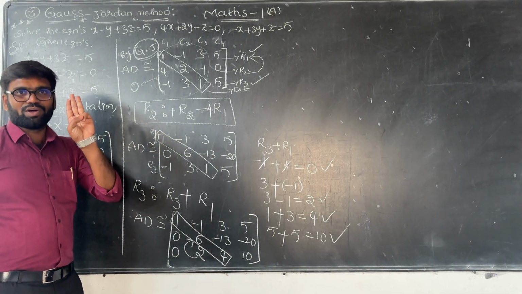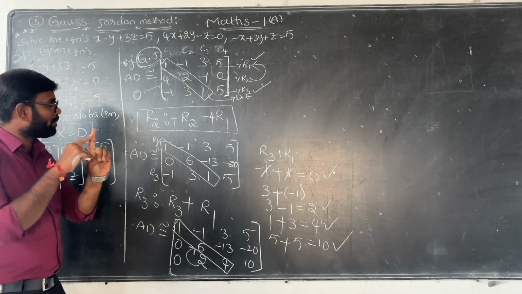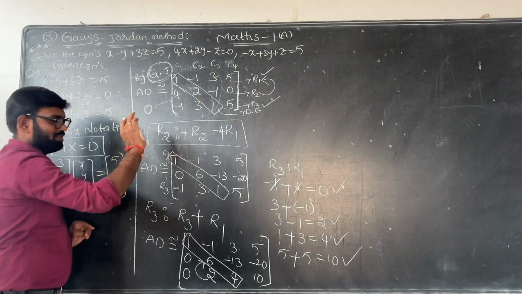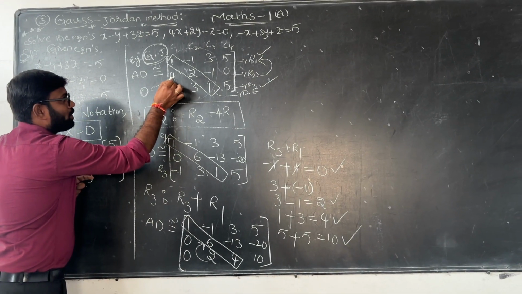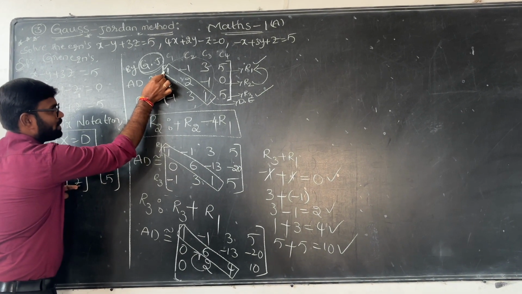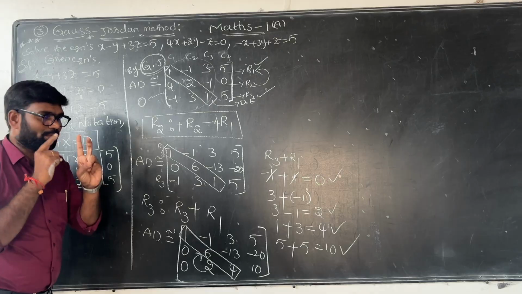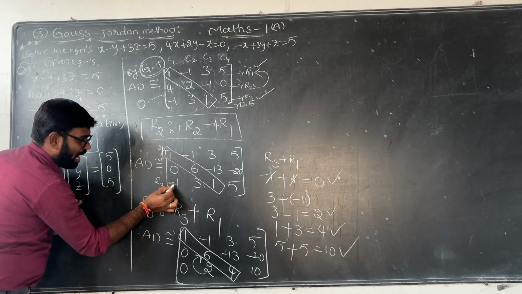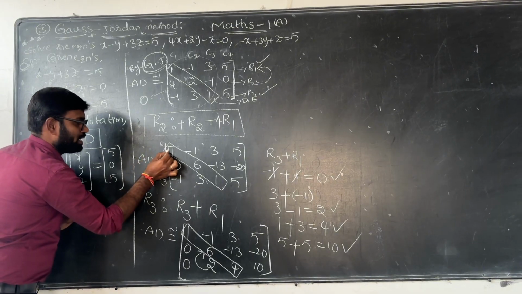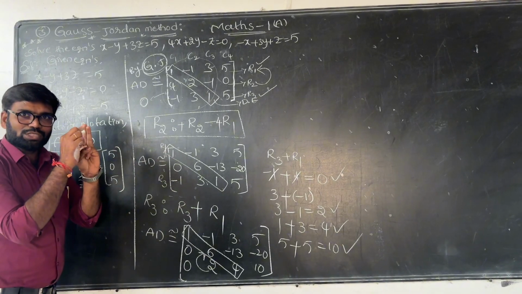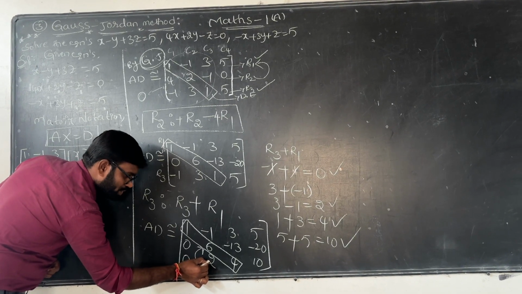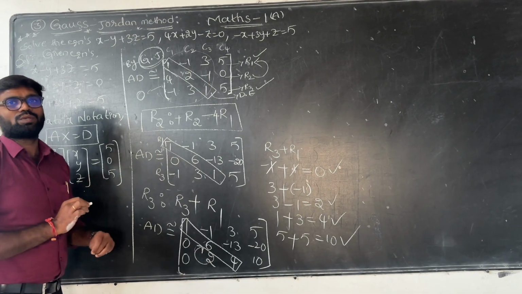3 steps for the 3 elements. First step is nothing but, according to R2 element, first element converted as the 0 by using R1 element. That is the first step. Second step, whenever R3 first element is converted as the 0, again by using R1 element. But third step is nothing but R3 second element is converted as 0 by using R2 element.